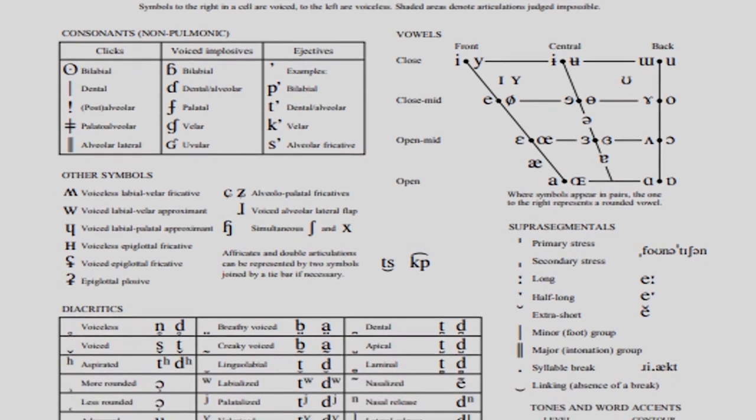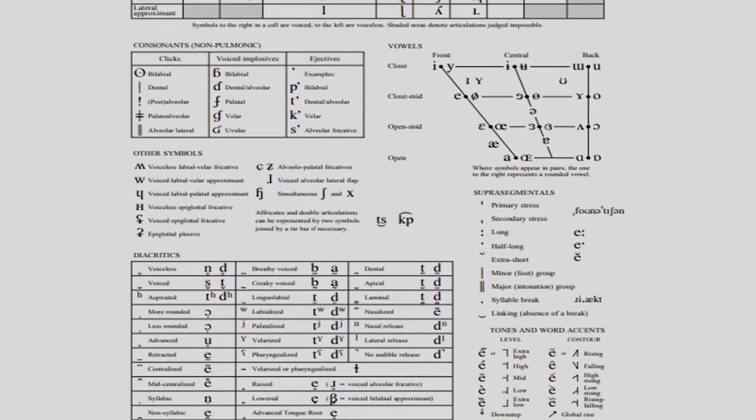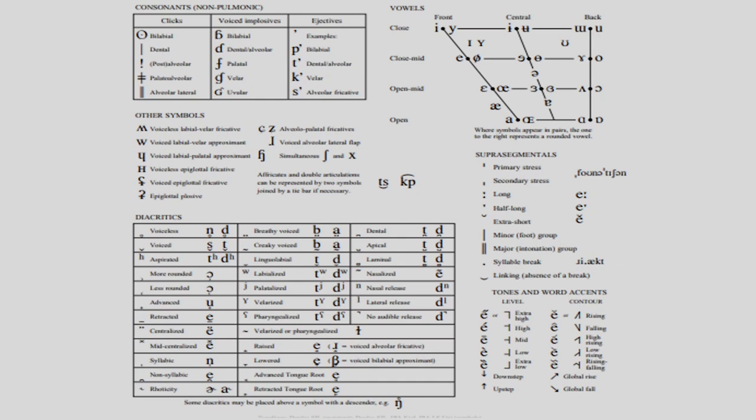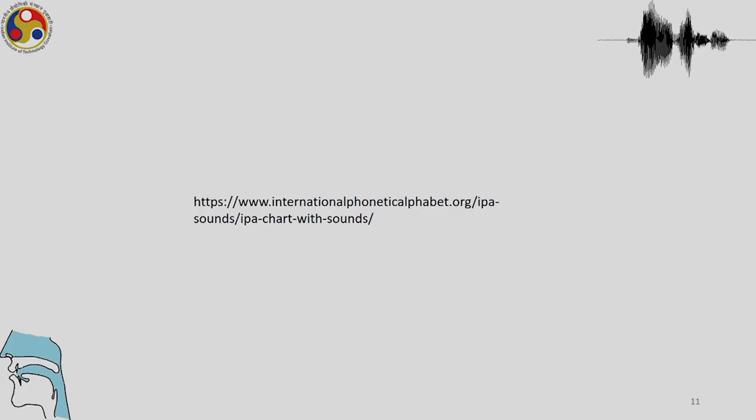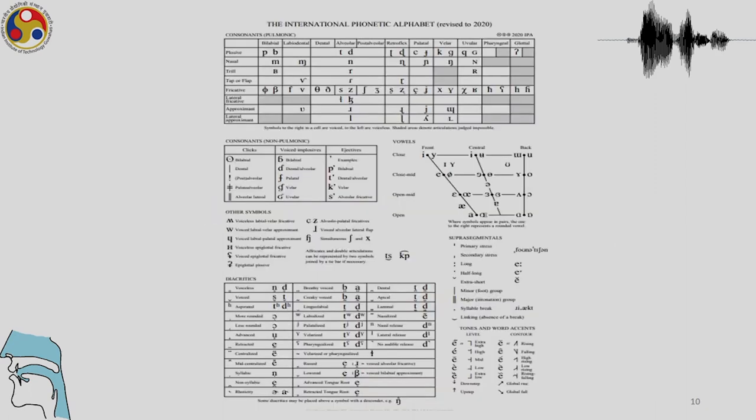And then we have other symbols, diacritics, which indicate different nuances of the consonants and vowels: voicelessness, aspiration, roundedness, and linguolabial. We'll study what linguolabial sounds are, labialized, palatalized, velarized sounds, etc. And also suprasegmental prosodic aspects, so stress and length and syllable breaks and tones and accents, etc., are represented in this International Phonetic Alphabet, which tries to be as rigorous and as representative as possible of all the languages of the world. So that is the International Phonetic Alphabet. If you want to see the IPA chart with sounds, there is this link that you can make use of.